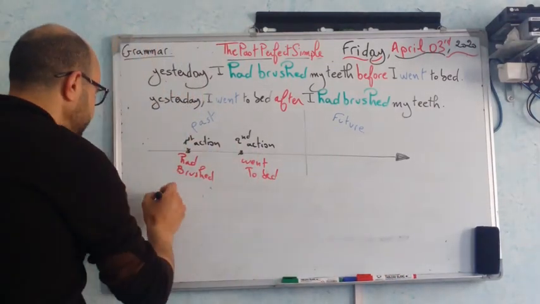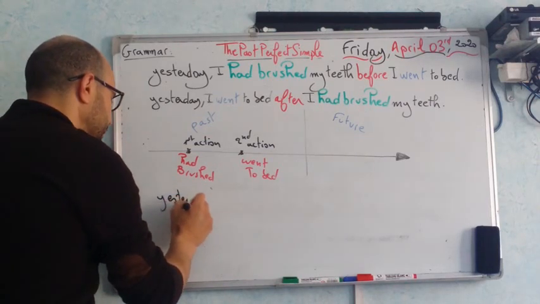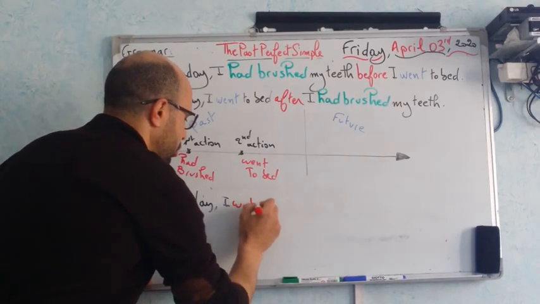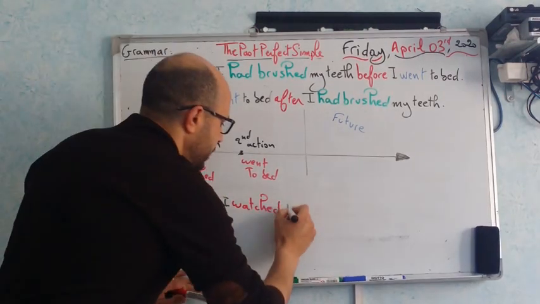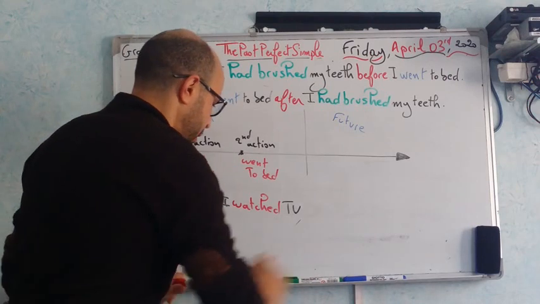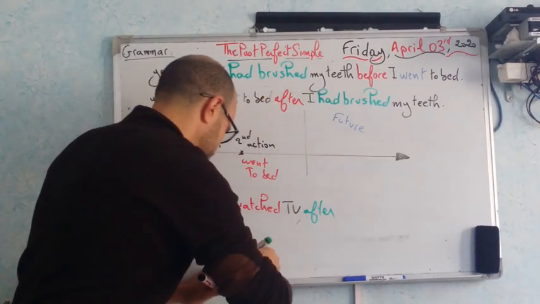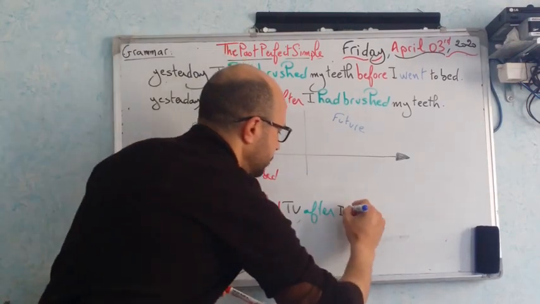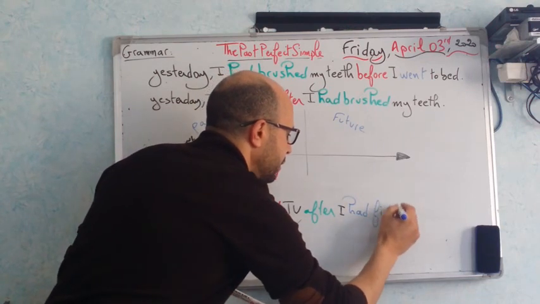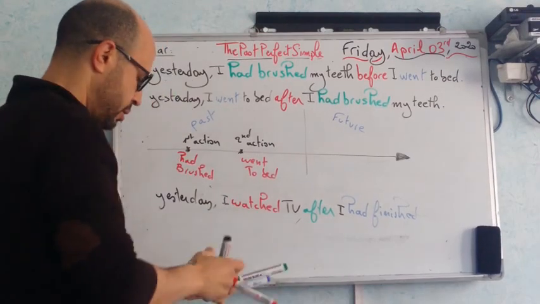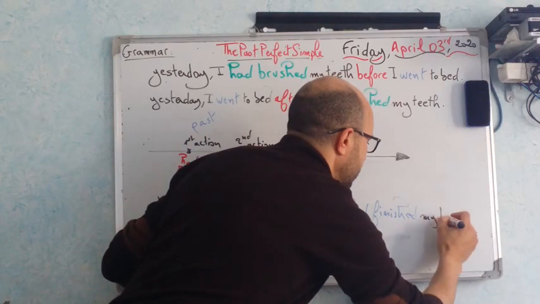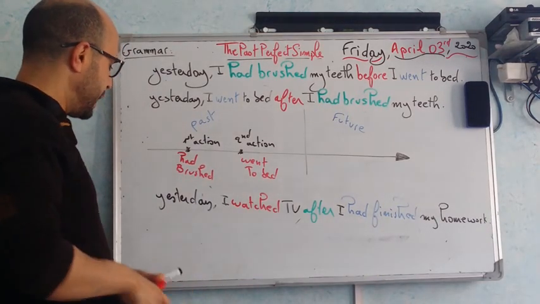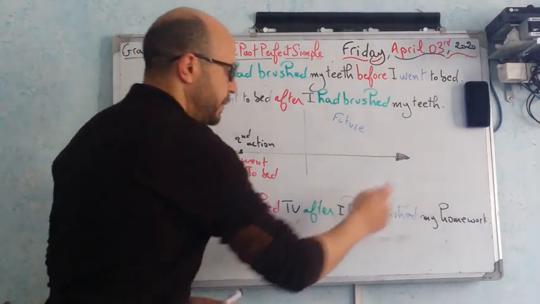I'll give you another example. Yesterday, for example, I watched TV after I had finished my homework. Good. How many actions do I have? Good. Two actions. I watched TV. Second action, I had finished my homework.